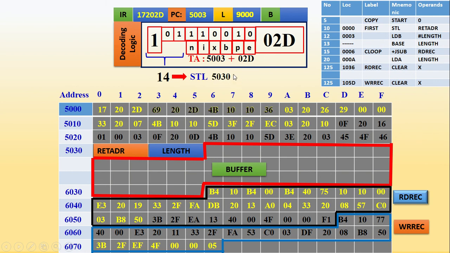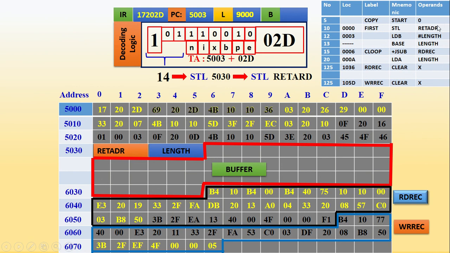Okay, now let us decode this. So I write this STL as it is. What is this 5030? If you observe, 5030 is the starting address of return address. So what I write here: STL return address. Now what is the meaning of this? Store whatever is there in the linkage register into return address. So that is the first instruction to be executed.